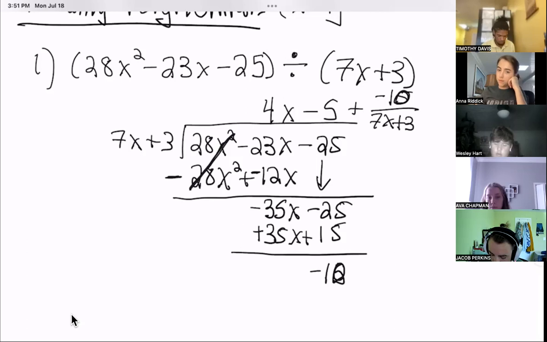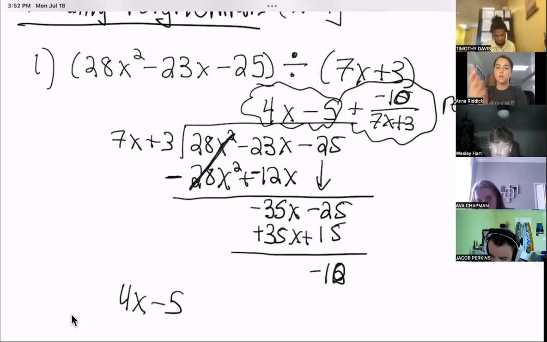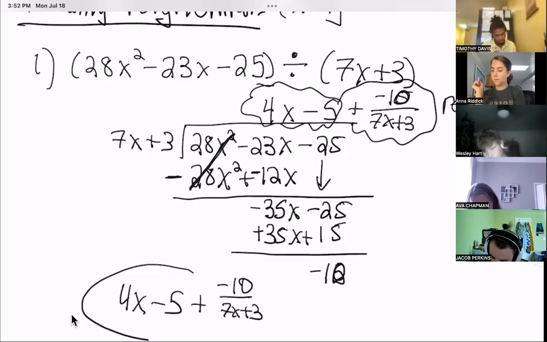So this is my answer. This is what I divided evenly by, but I have this remainder. This is my remainder. So 4x minus 5 is what I have divided whole, and I have a remainder of negative 10 over 7x plus 3. And that's how you write your answer.